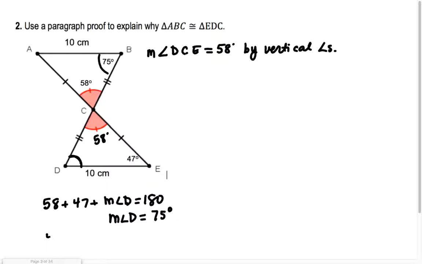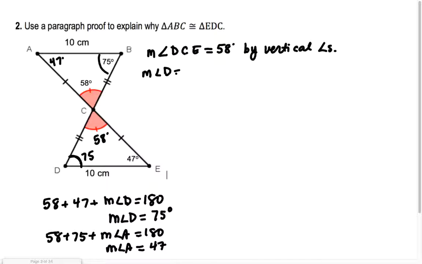Likewise, we can say, well, 58 plus 75 plus the measure of angle A also has to equal 180. And 58 and 75 add to be, what, 133? So when I subtract 133 from 180, I get 47. So this one has to be 47. So we're going to say that the measure of angle D is equal to 75, and the measure of angle A is equal to 47.